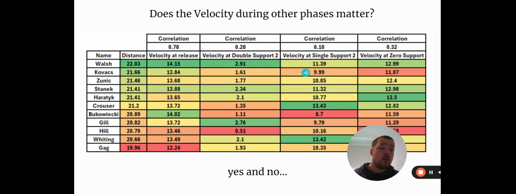Single support 2, which is when you've turned and your right foot, if you're right-handed, has come off the ground and you're pushing over the top of your left foot. And zero support, where both feet have left the ground and you're just about to release the shot.